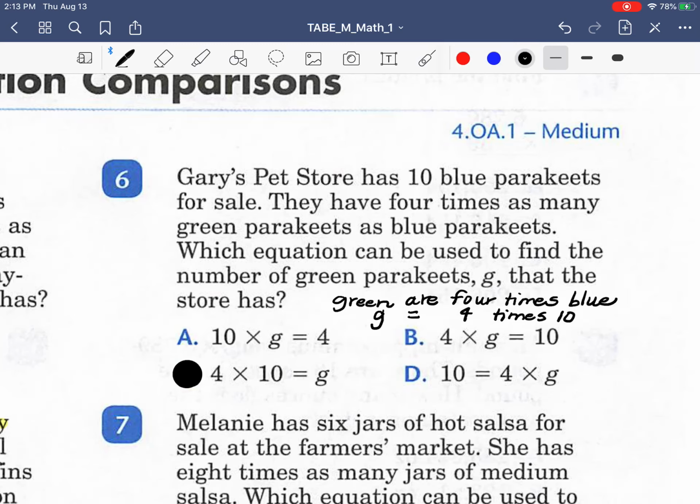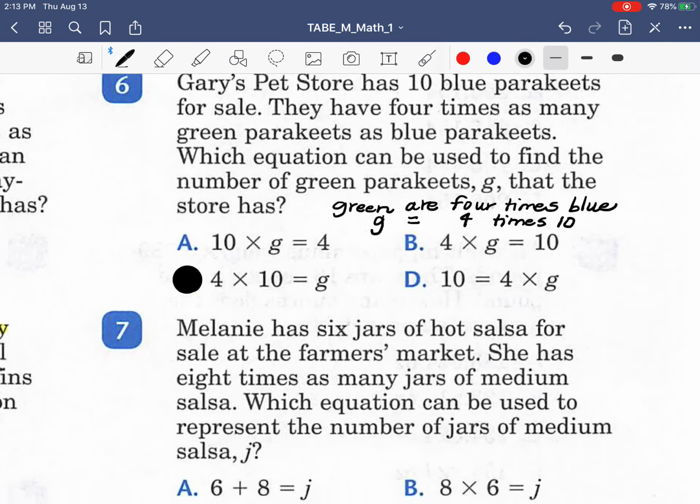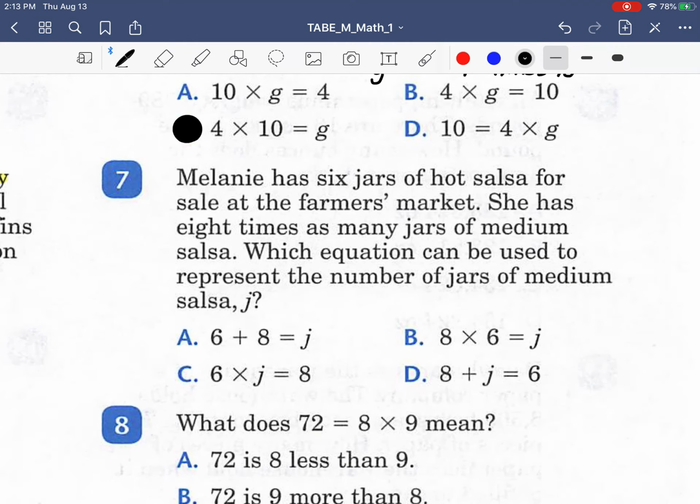Number 7. Melanie has 6 jars of hot salsa for sale at the farmer's market. She has 8 times as many jars of medium salsa. Which equation can be used to represent the jars of medium salsa J? So they tell me that the medium is 8 times the number of jars of hot salsa.